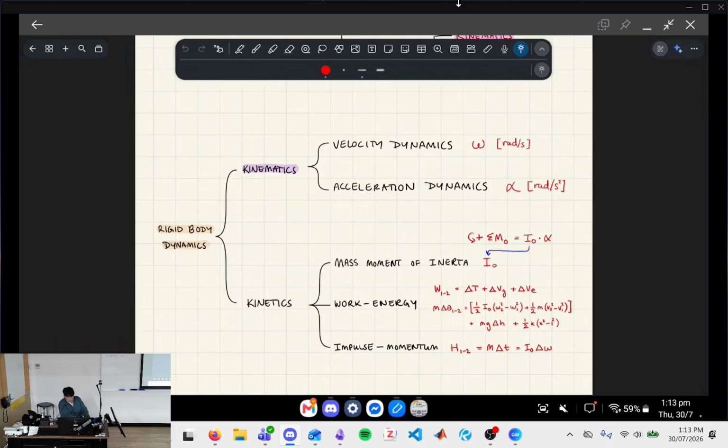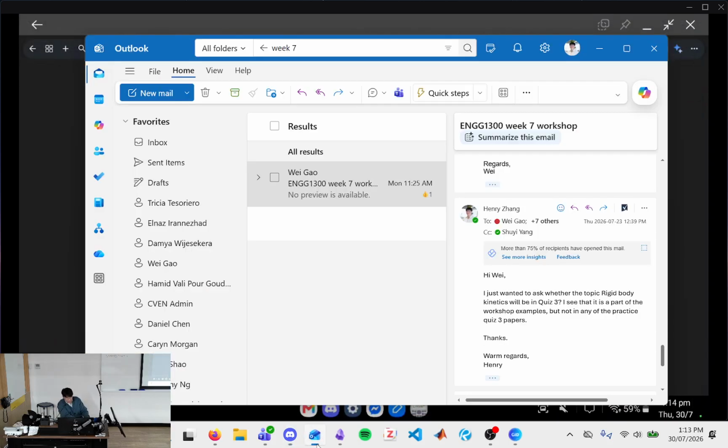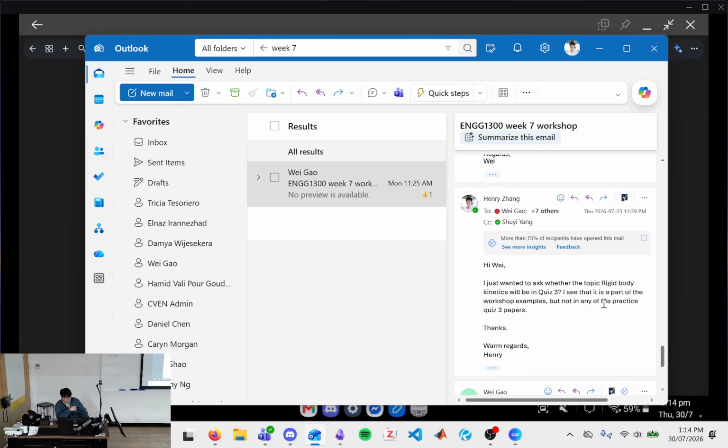Basically, what I wanted to show you guys in that email is I asked Wei, alongside the other tutors, just like copying them in, whether rigid body kinetics will be in quiz 3, so your upcoming test next week on Saturday. Because I saw that it was part of the workshop examples, but it's not in any of the practice papers. So if you look on Moodle, it's not in any of the sample papers, basically, right?